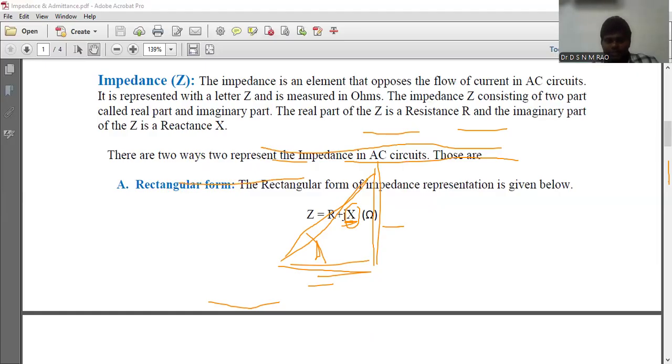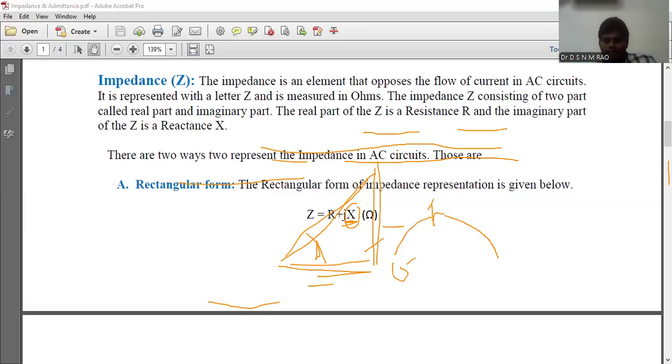1 into j equals j. In intermediate level we studied i equals square root of minus 1; here j equals square root of minus 1. So if you turn 90 degrees, 1 into j is 90 degrees. Then further I want to move another 90 degrees. j is already placed, so 90 degrees means j into j, j square will come here. j square equals square root of minus 1 whole square, so j square equals minus 1.